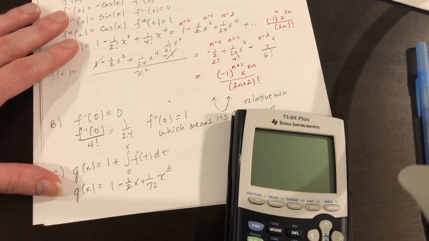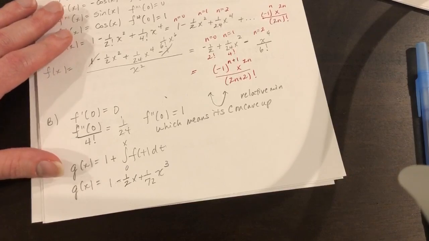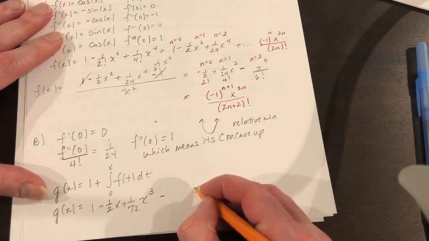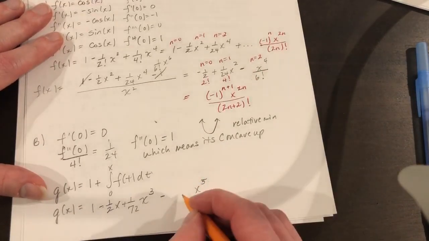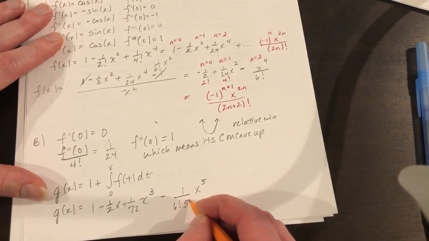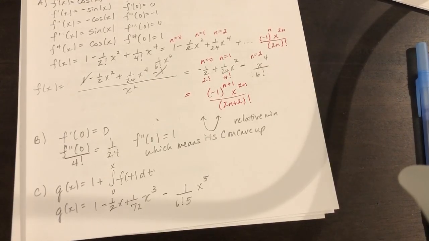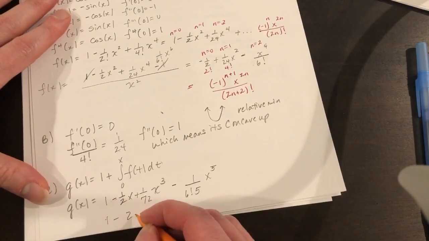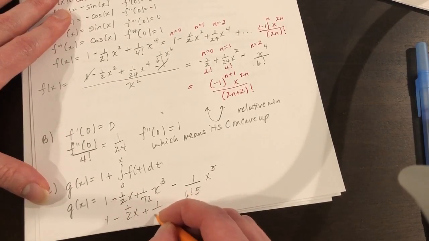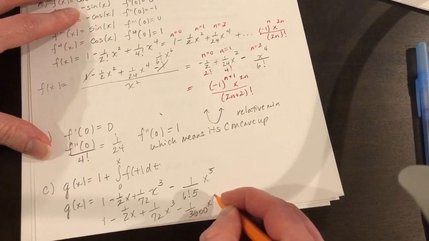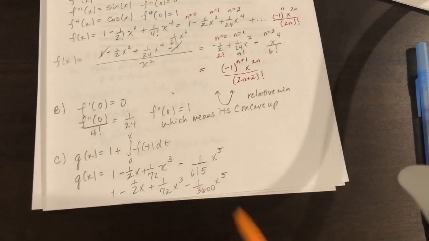It's 24 times 3, which is 72. And then I'm going to integrate this term right here, x to the 5th, and you're going to get a really large number. 6 factorial is 720, times 5 is 3,600. You don't have to write these numbers out if you don't want to. And that is how we find our 5th degree Taylor polynomial. It's to the 5th degree.